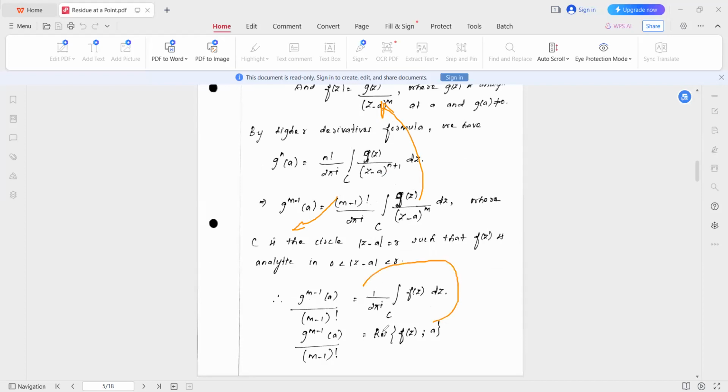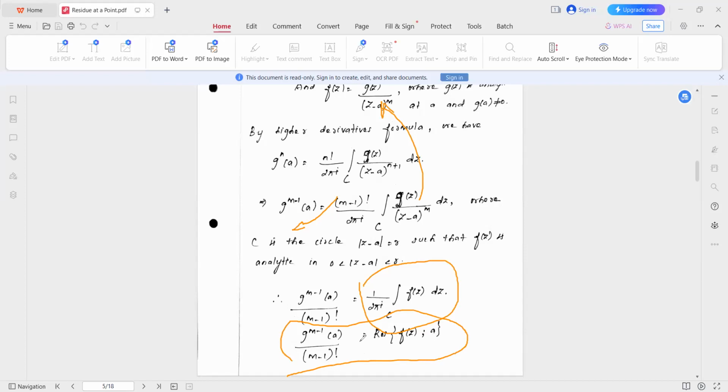By the definition of residue, 1 by 2 pi i integral over c of f of z dz is equal to the residue of the function f of z at the point a. So therefore, the residue of f of z at the point a is equal to g power m minus 1 of a by m minus 1 factorial, if f of z is equal to g of z by z minus a the whole power m. Okay, so these are the four formulas we are going to apply to find the residue of the function at a particular point.